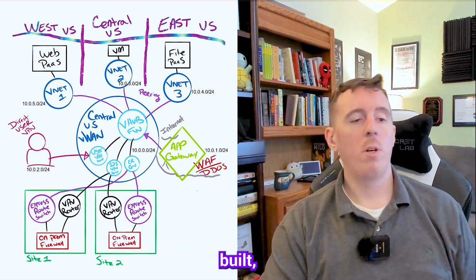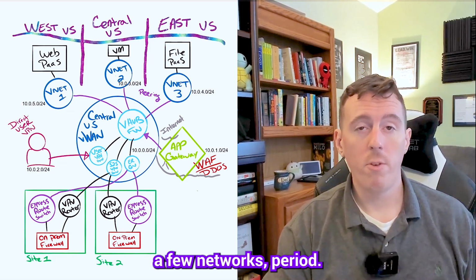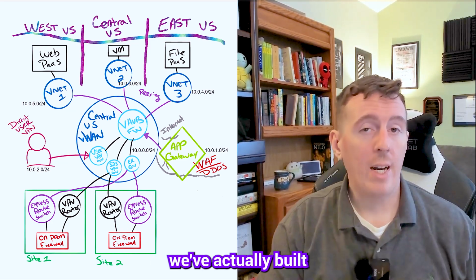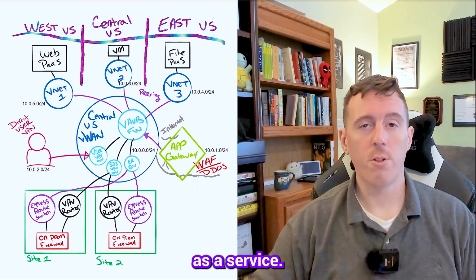We've got our vWAN built. We've got the user VPN. We got the site-to-site gateway, and we have a few networks peered, but the only thing we've actually built so far is a virtual machine. And a virtual machine is infrastructure as a service.